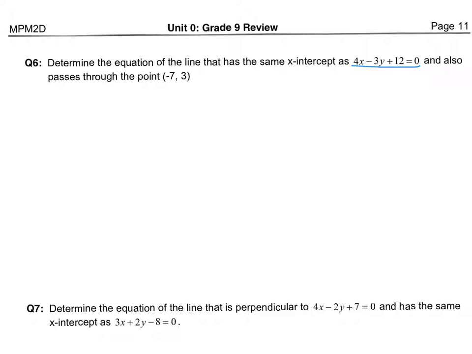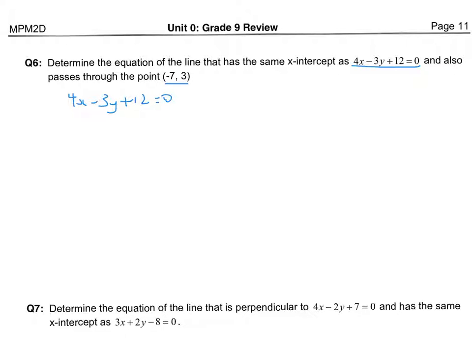So the line that we want is going to have the same x-intercept as this one, which means I need to get the x-intercept of that line, and that will be a point on the line I need. And it also passes through this point, and that would be my second ordered pair, which then I could use my slope formula for. So I'm going to start with my 4x minus 3y plus 12 equals 0.